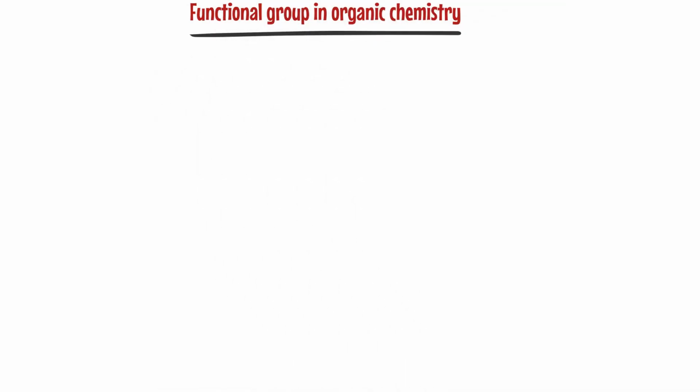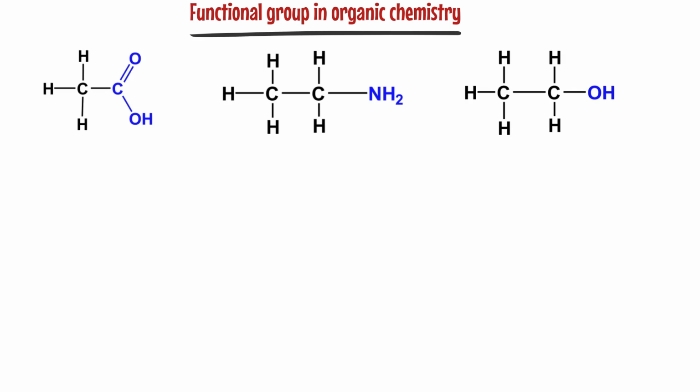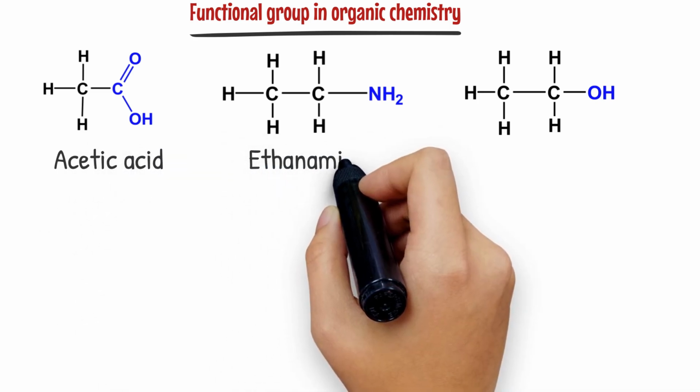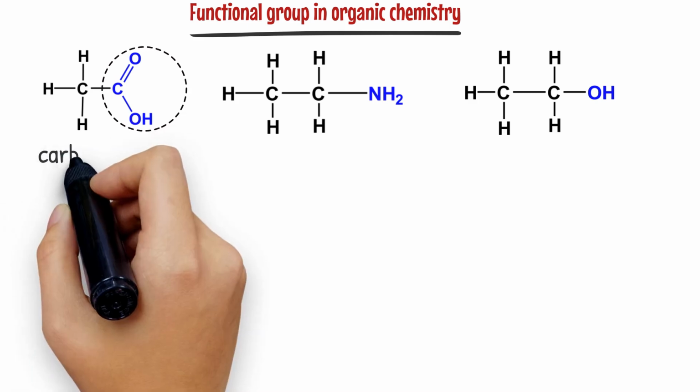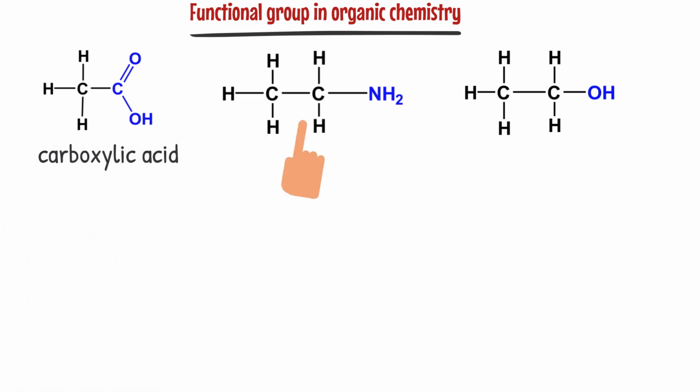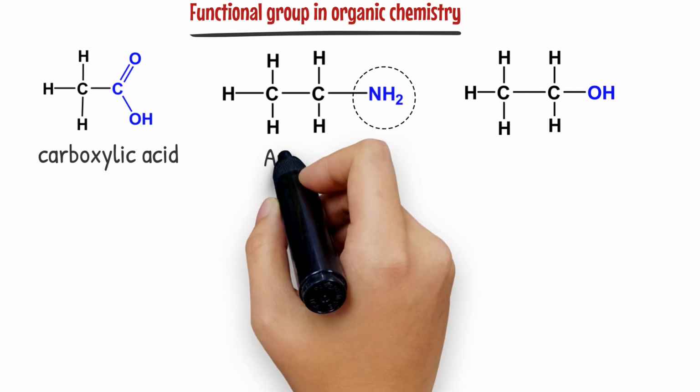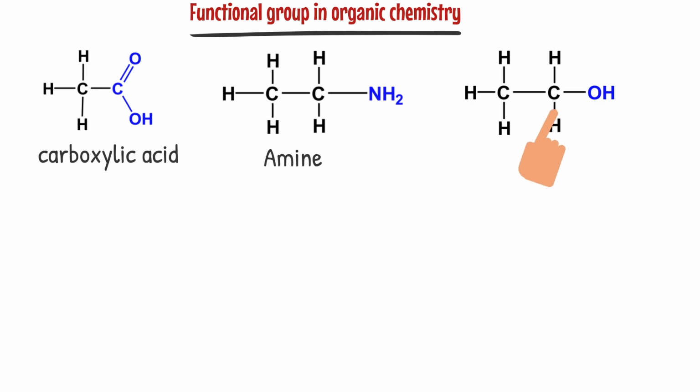What is functional group in organic chemistry? Consider the following organic compounds: acetic acid, amine, ethanol. This molecule has acidic properties because this functional group is called carboxylic acid. But this molecule has basic properties, alkaline properties, because this functional group is called amine. This molecule is alcohol because it contains this functional group. Any molecule that has this functional group is called alcohol.